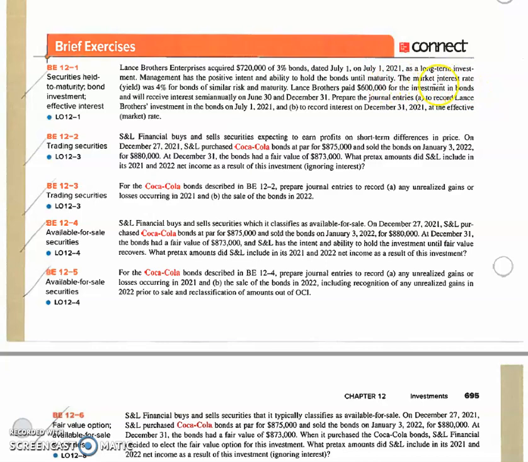The market interest rate or yield to maturity was 4% for bonds of similar risk and maturity. So the bonds are paying 3%. The market rate is 4%, so we would expect to sell those bonds at a discount. Lance Brothers paid $600,000 or a $120,000 discount. So they paid $600,000 for the investment in bonds and will receive interest semi-annually on June 30th and December 31st.